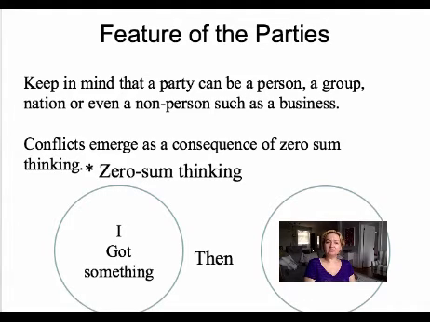So when we look at the conflict, it's also important to understand the features of the parties. Who are the parties? Keep in mind that parties can be persons, groups, nations, and even non-persons, such as an organization or a business. Conflicts emerge as a consequence of zero-sum thinking. What is this zero-sum thinking? Well, it's thinking where one party thinks if I get something, then the other party cannot get anything.